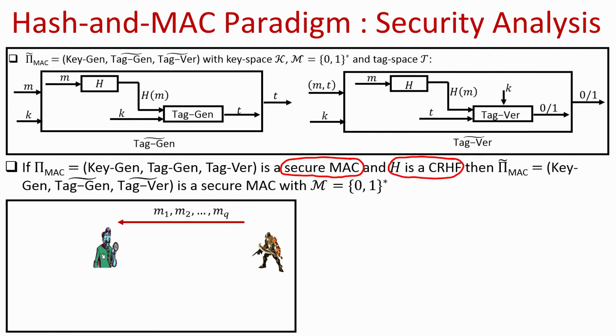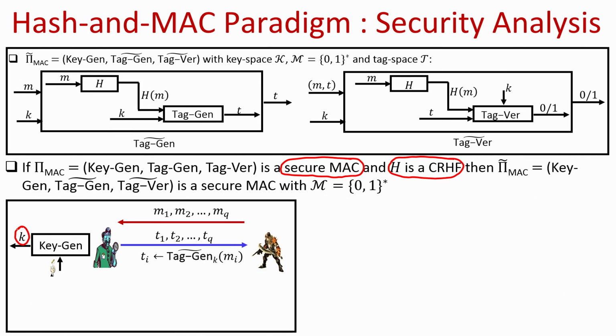So, just to recall how exactly the CMA game will be played against this composed MAC. As per the rules of the CMA game, the adversary is going to ask for tags on several messages of its choice adaptively, namely a polynomial number of messages, and to respond to the adversary's queries, the challenger or the experiment runs the key generation algorithm, obtains a uniformly random key, and computes the tag on all the messages for which the adversary has asked for the tag, and those tags are returned back to the adversary as per the tag generation algorithm of the composed MAC scheme.